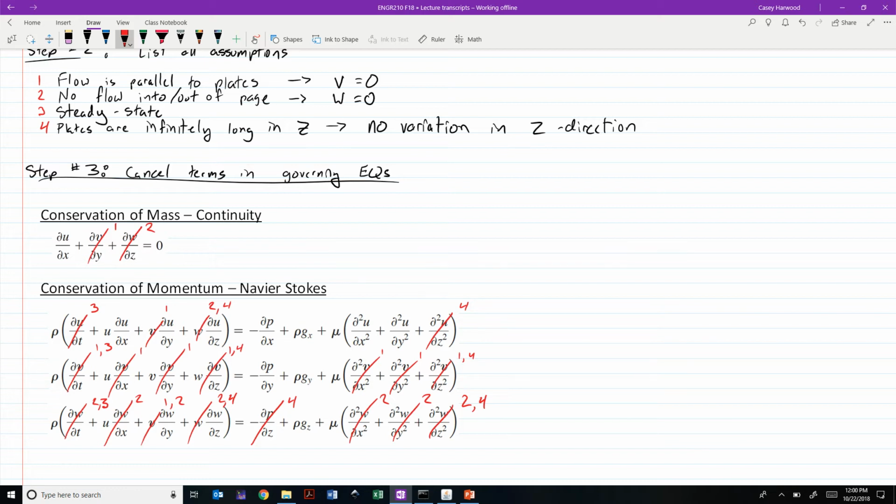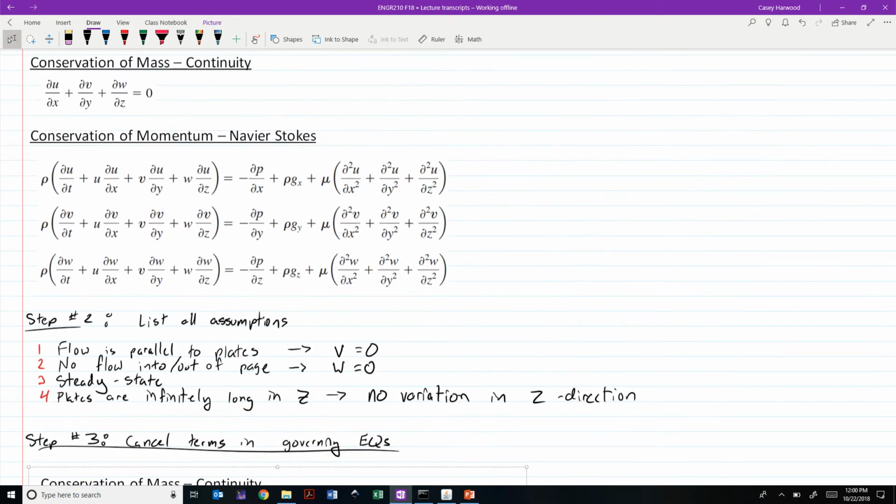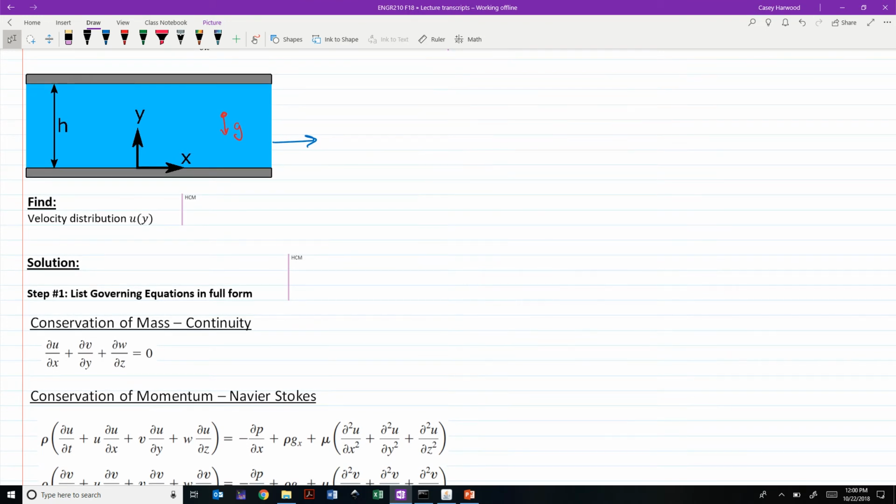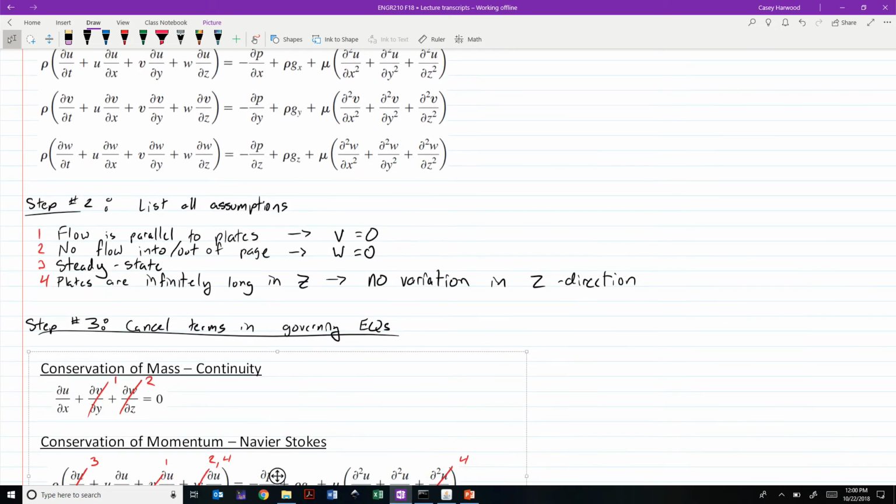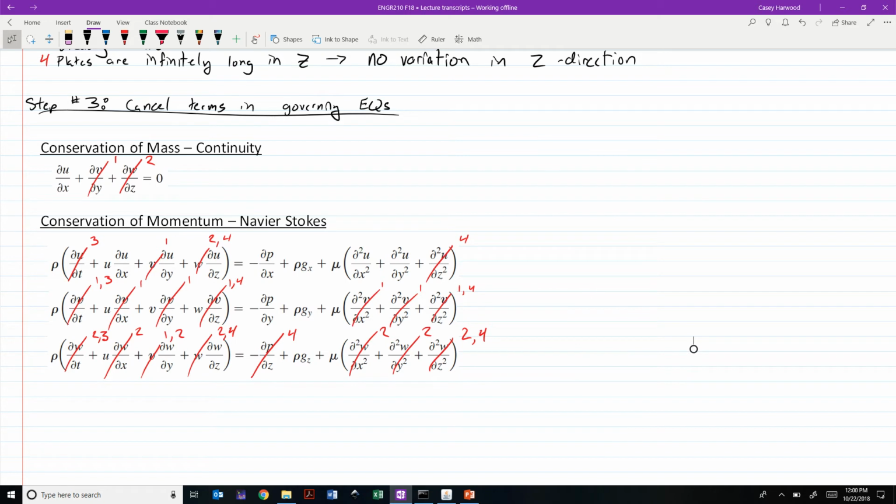Okay. Now that we've used those assumptions to cancel out terms, we need to go back and inspect the problem and see what other kind of physical arguments we can make. For example, the way that the problem is drawn, we've got G acting vertically, as drawn, only in the y direction, which is going to mean that the components of G in the x direction and the z direction also, we can take those to be 0.